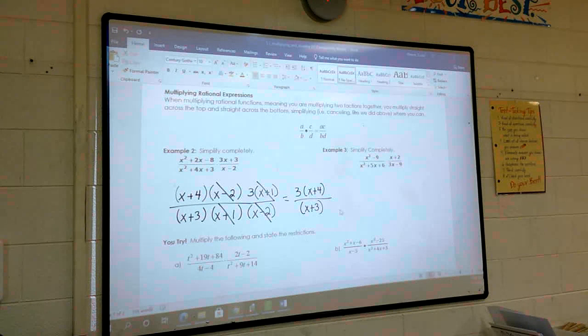Question: could you have just used the box method and multiplied and then simplified? No, we have to factor. I mean, yeah, factor it, not GCF. Yep.